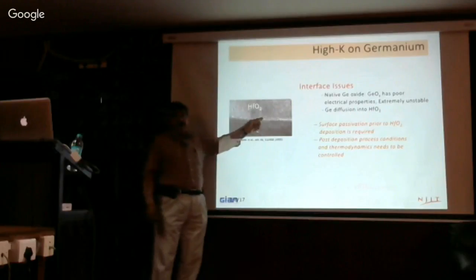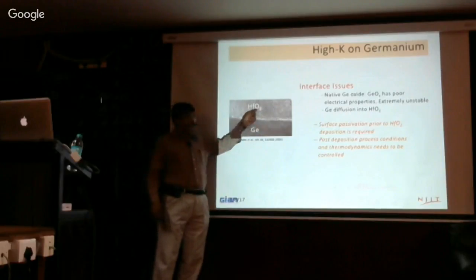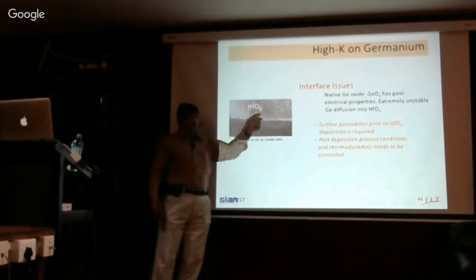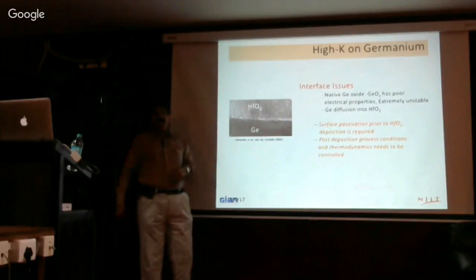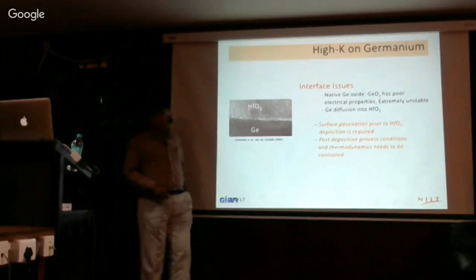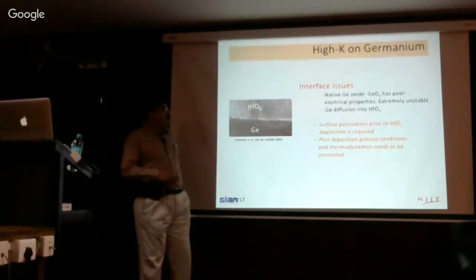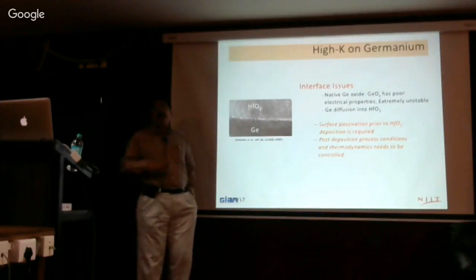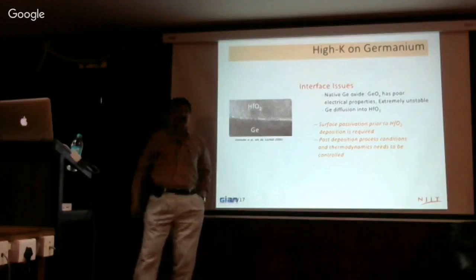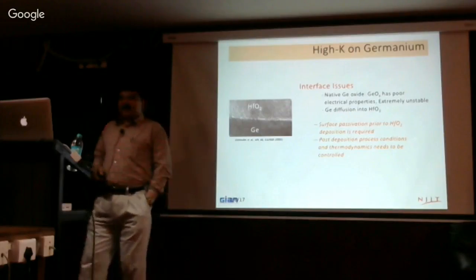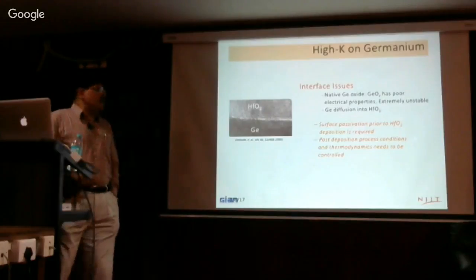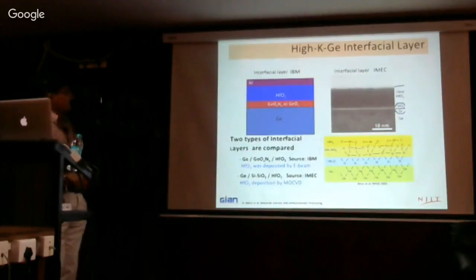Sometimes oxygen also comes in from the hafnium oxide and forms a poor germanium oxide, GeOx. So that actually is a problem, so passivation is required. Then the post-deposition process conditions and thermodynamics need to be controlled. If you passivate this somehow and then do some annealing, then everything changes. So this is actually very critical. A couple of examples here.